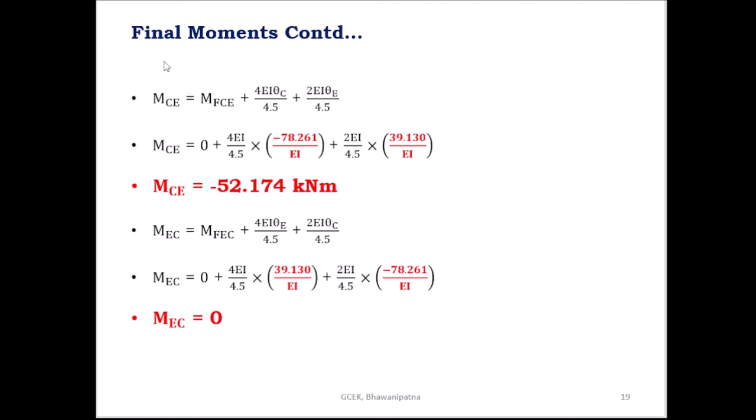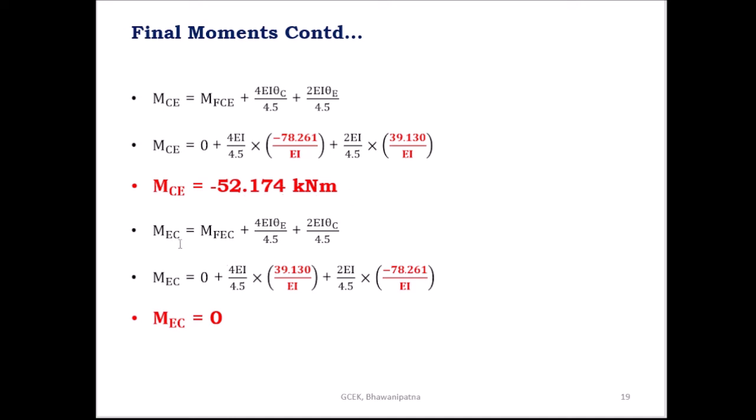Then find out MCE. MCE is equal to MFCE plus 4EI theta C by 4.5 plus 2EI theta E by 4.5. Then put the values of theta C, theta E and MFCE. MFCE is equal to 0 and theta C is equal to minus 78.261 by EI. Theta E is equal to 39.130 by EI. Then MCE is equal to minus 52.174 kilonewton meter.